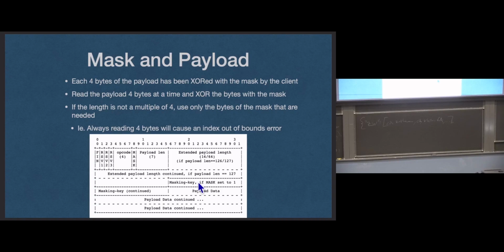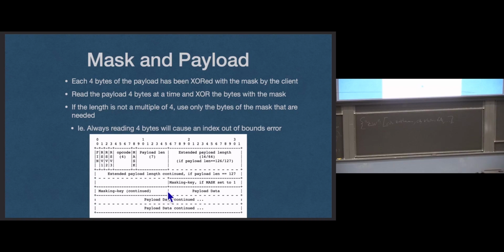The reason I want to spell it out is you might be tempted to take every 4 bytes of the payload data and mask it with the masking key. Don't do that. Please don't do that. If you're grabbing 4 bytes at a time and XORing with the whole masking key, you have a 75% chance of getting an index out of bounds error when your payload length isn't divisible by 4. So don't get into that trap.